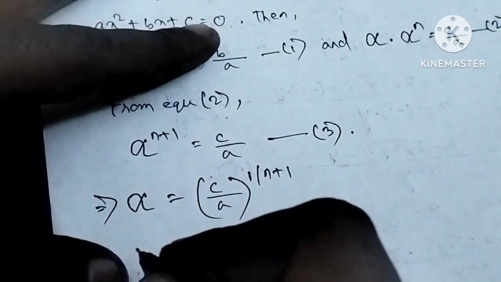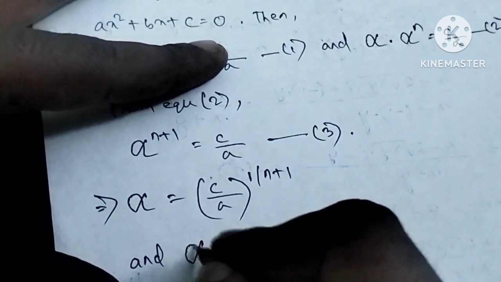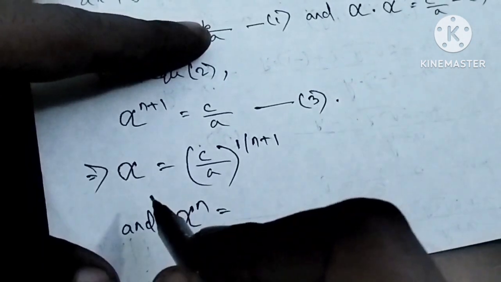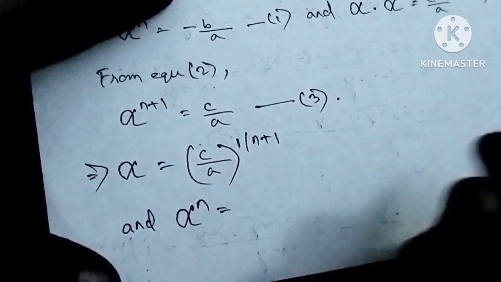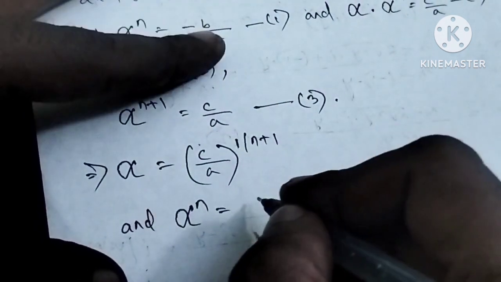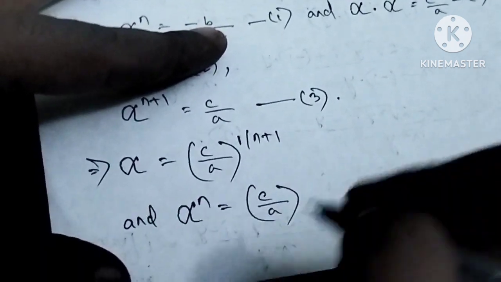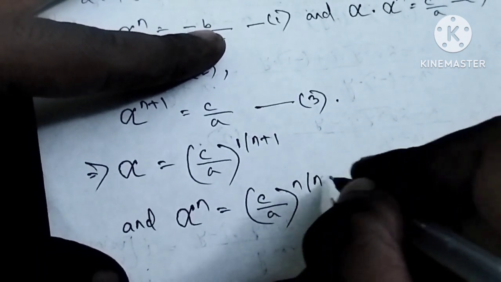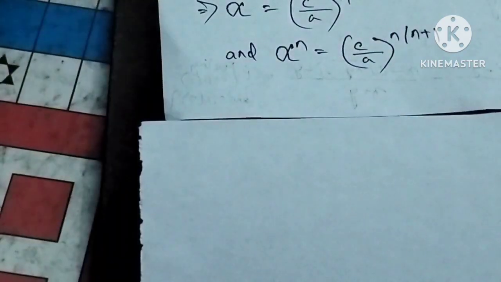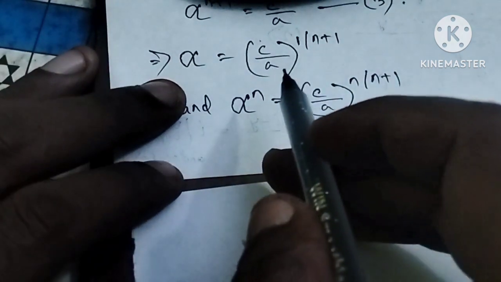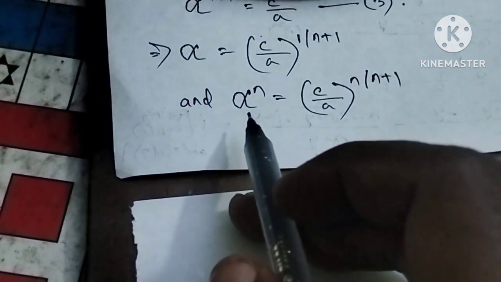Alpha can be written as c by a to the power 1 by n plus 1, and alpha to the power n can be written as c by a to the power n by n plus 1. I hope no doubt. So now what will you do? Alpha is equal to c by a to the power 1 by n plus 1 and alpha to the power n is c by a to the power n by n plus 1.